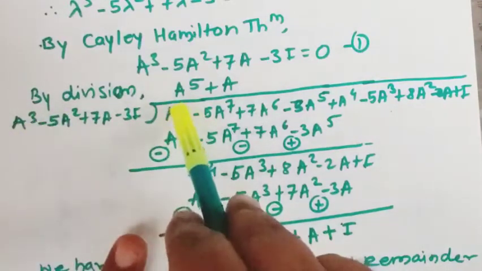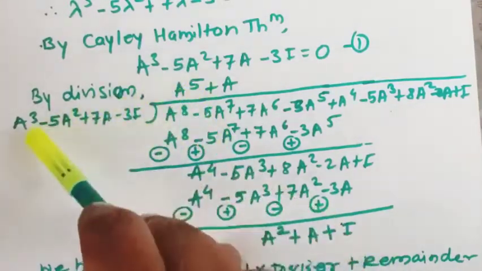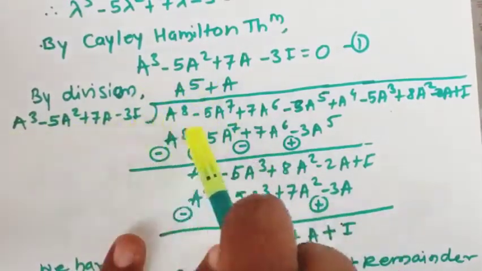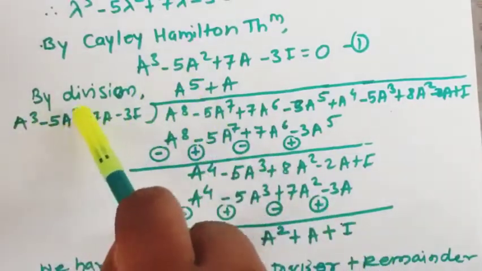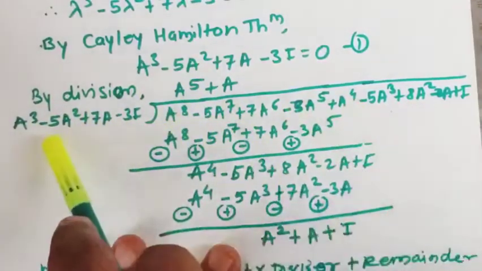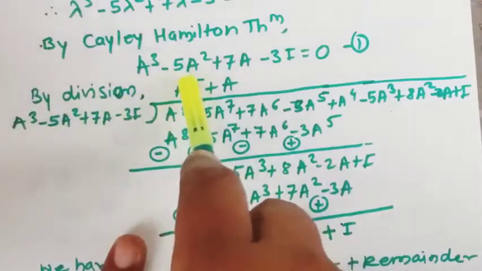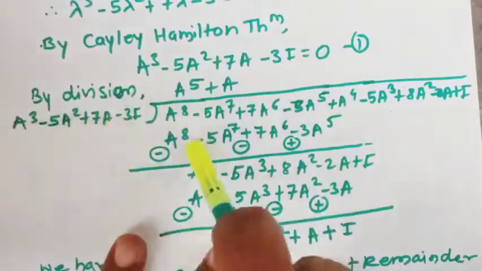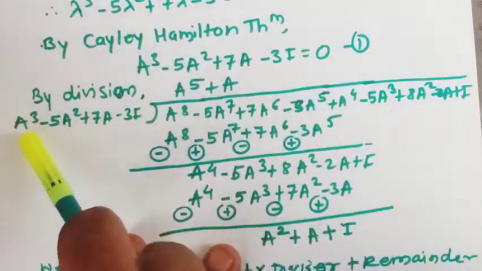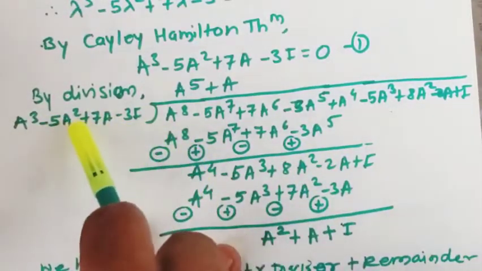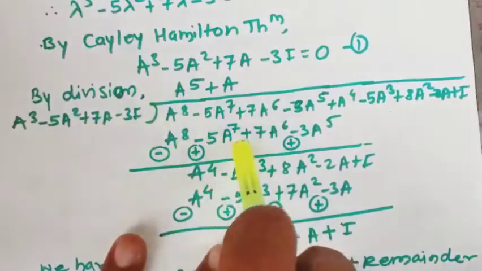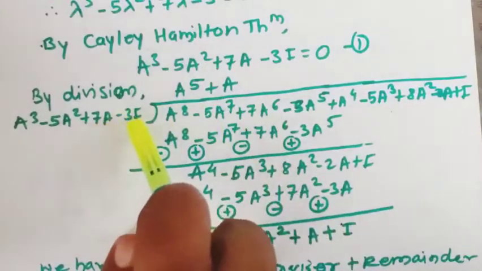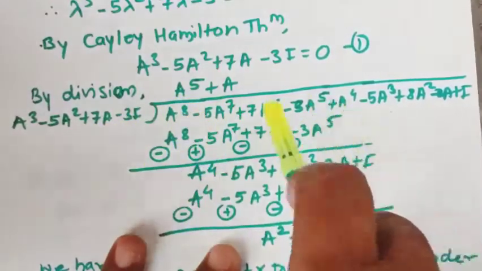So for getting power of A as 8, we must multiply this polynomial by A raised to 5. After multiplying by A raised to 5, this is the quotient, this is the divisor, this is the dividend. We are multiplying divisor by quotient. So the first quotient is A raised to 5. A raised to 3 into A raised to 5 will be A raised to 8. Minus 5A square into A raised to 5 will be minus 5A raised to 7. 7A into A raised to 5 will be 7A raised to 6. Minus 3I into A raised to 5 will be minus 3A raised to 5.